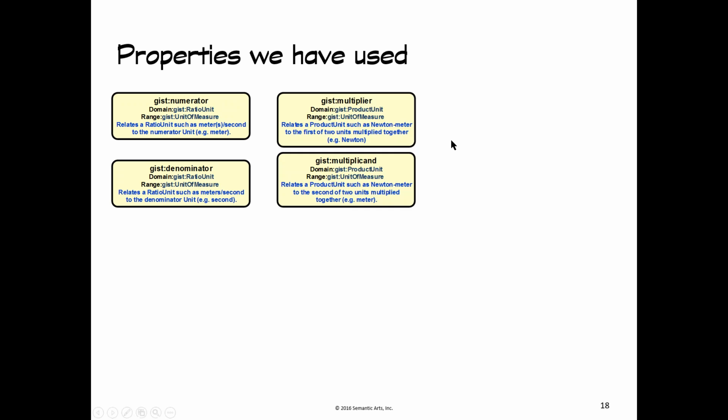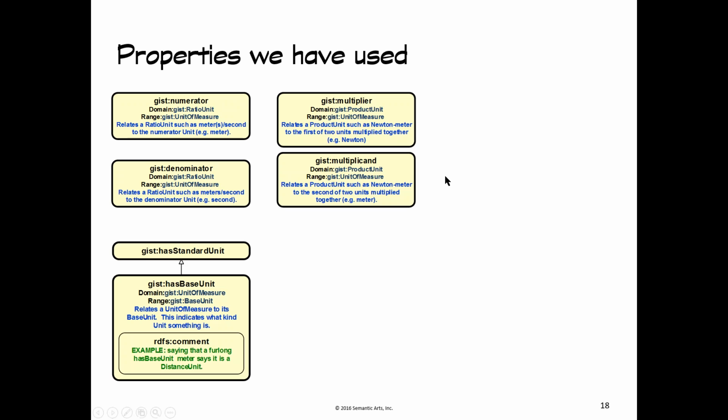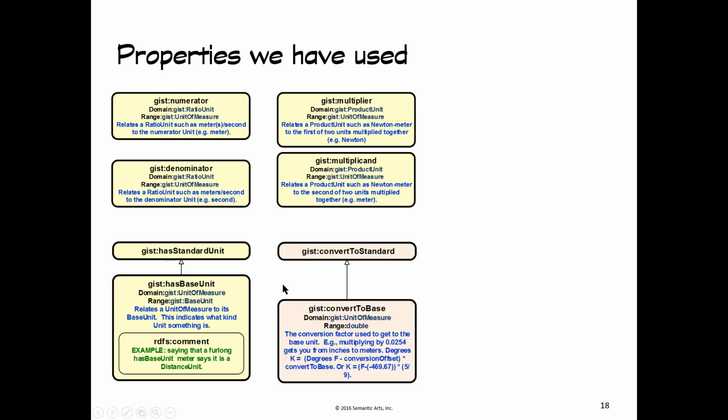Okay, so now what have we used in terms of properties? Just to summarize the properties we've used to link things together to create these magnitudes. There's numerator and denominator. There's the multiplier and the multiplicand. There's the standard unit itself, which for the more complex units, you have standard units. For the simple units, you have base units. And converting to standard is the way you convert a conversion.